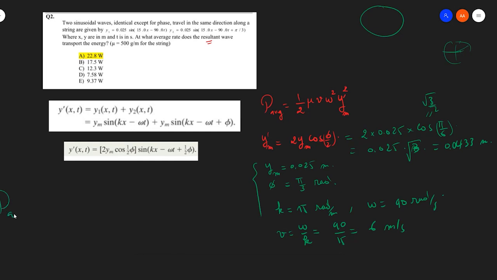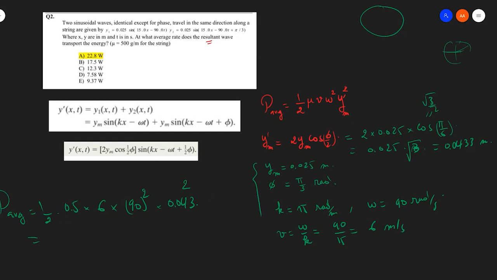So p average is equal to 1/2 mu v omega squared y prime squared. Mu is 500 grams per meter, so I will write it 0.5 kilogram per meter. I need to use the international unit. The velocity is 6 meters per second. Omega is 90, so 90 squared. And y prime is given here, 0.043, squared.